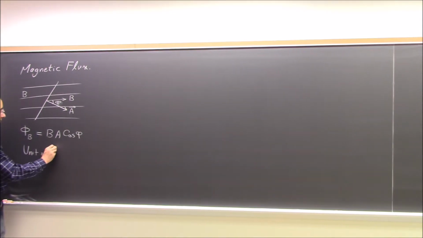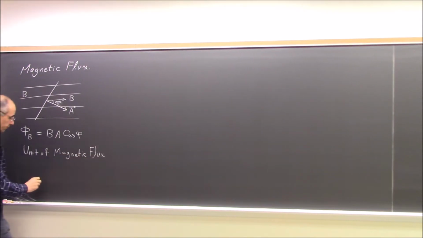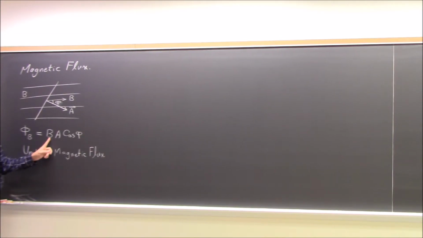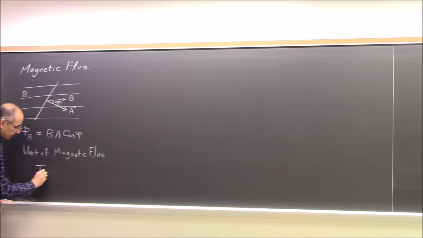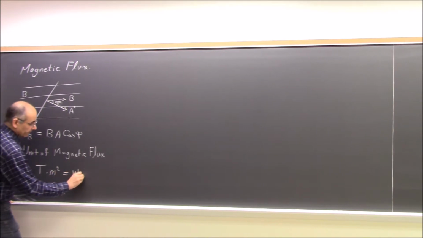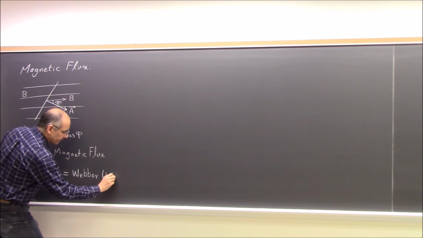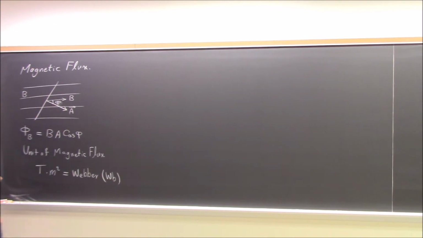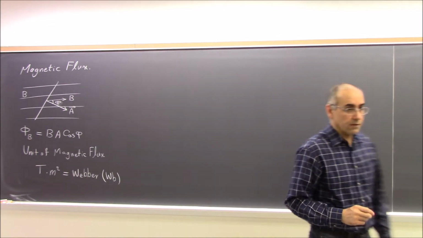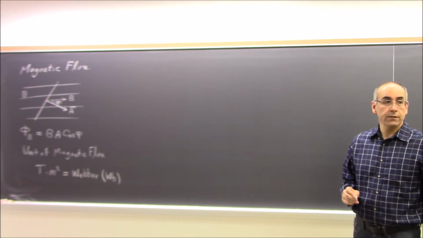Unit of magnetic flux is what? Unit of B times unit of area, right? What would that be? Tesla meter squared. We have a name for this. For the electric flux, we don't have a name, but for this one, we have a name. It's called Weber, and it is denoted by Wb. So 1 Weber means 1 Tesla times meter squared.